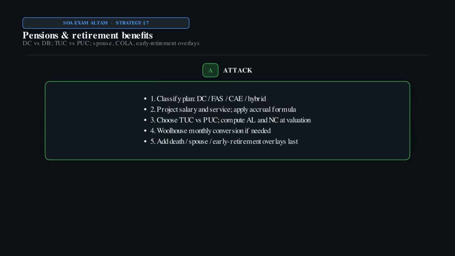Attack checklist. Classify the plan: DC, final average, career average, or hybrid. Project salary and service and apply the accrual formula. Choose TUC versus PUC and compute actuarial liability and normal cost at the valuation date. Convert annual pension to monthly with Woolhouse if needed. Add death, spouse, and early retirement overlays last.